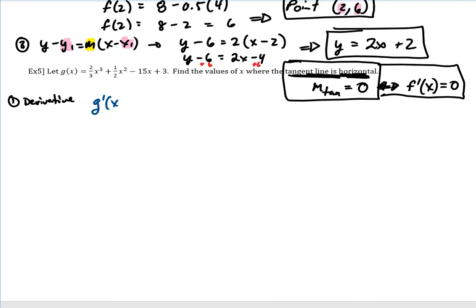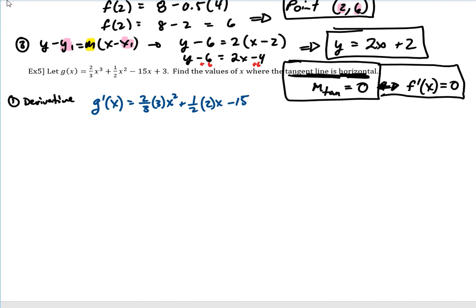Okay, so on this, I think we could jump straight to it. So I use blue to show the derivative for now. So we've got g prime of x is, well, this 3 multiplies the 2/3. So I have 2/3 times 3. And then x minus 1 from the power would be 2. And then plus 1/2 times this 2 multiplies the 1/2. And then x minus 1 from the power would be just x. Here we have a linear part, so that would be just minus 15 as its derivative. And then the last term is a constant, so that means that is 0 as its derivative.